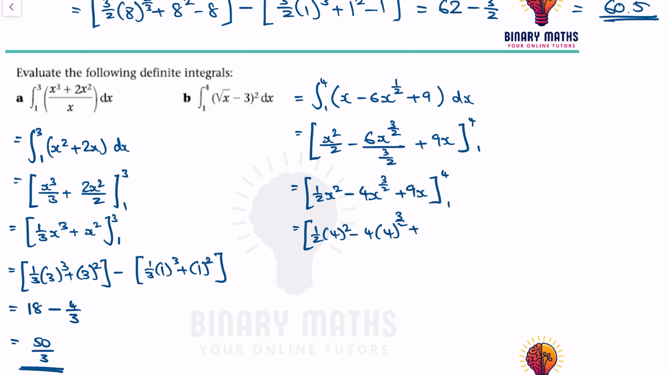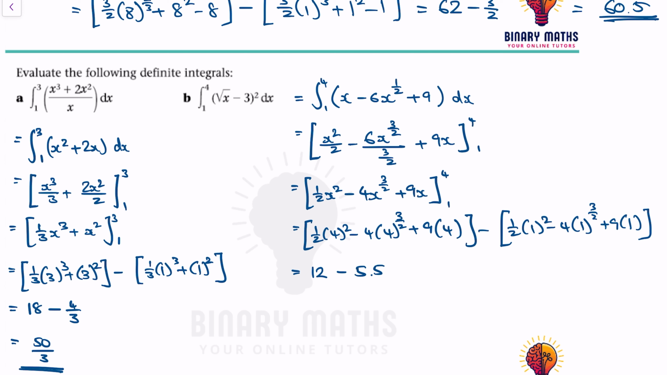3 over 2 plus 9 times 4. Subtract from when you substitute 1 in, half times 1 squared minus 4 times 1 to the power of 3 over 2 plus 9 times 1. Now when you substitute this in, for the first term you get 12. For the second term you get 5.5. So 12 take away 5.5 is equal to 6.5 as a decimal.